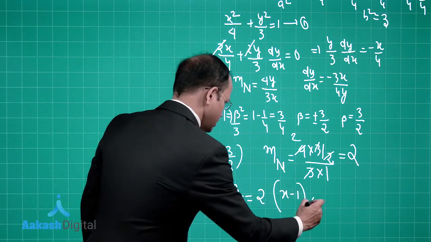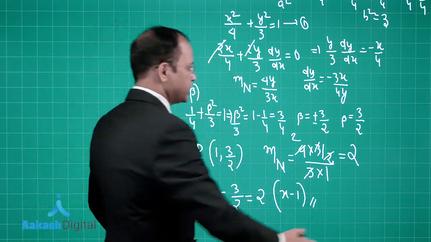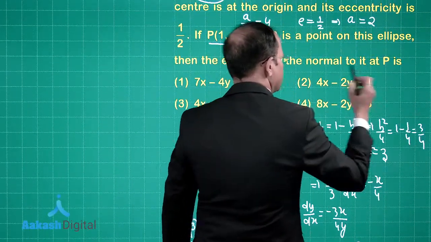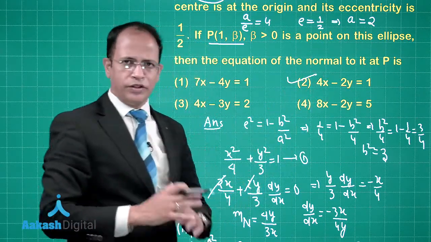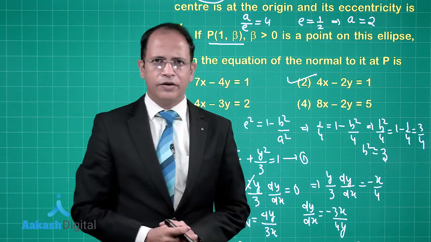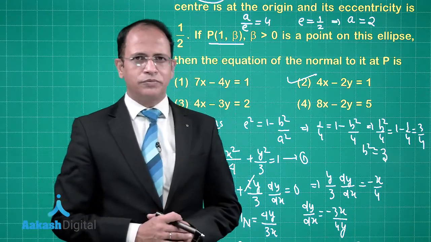So this is basically the equation of the normal we are talking about, and among the options which have been given to us, the second option seems to be the correct one. When you simplify this, we'll get the second one, right? So hopefully this is clear to you.